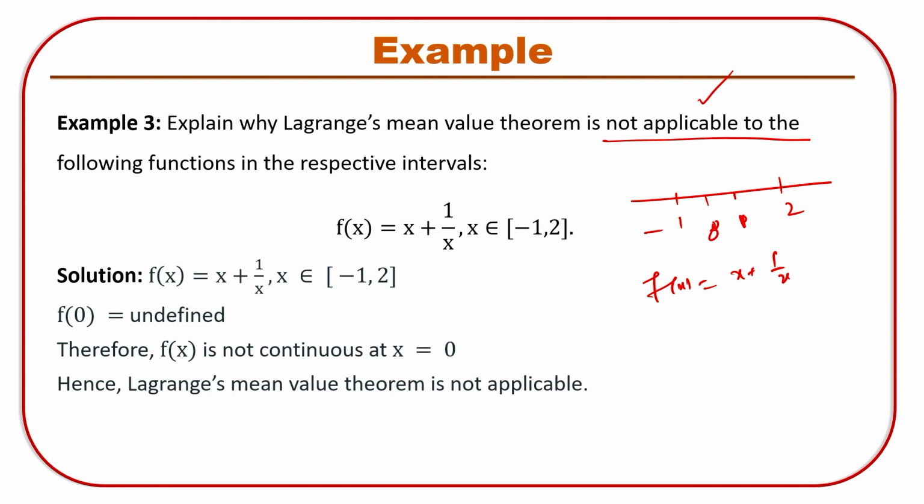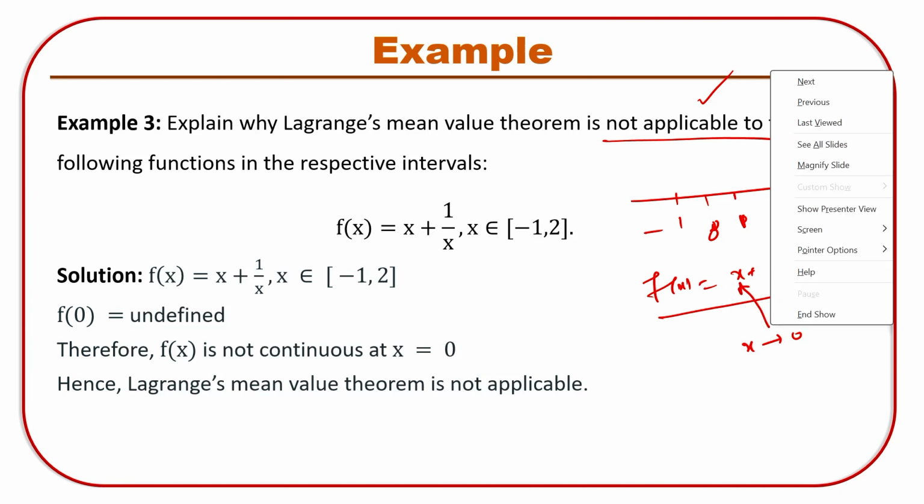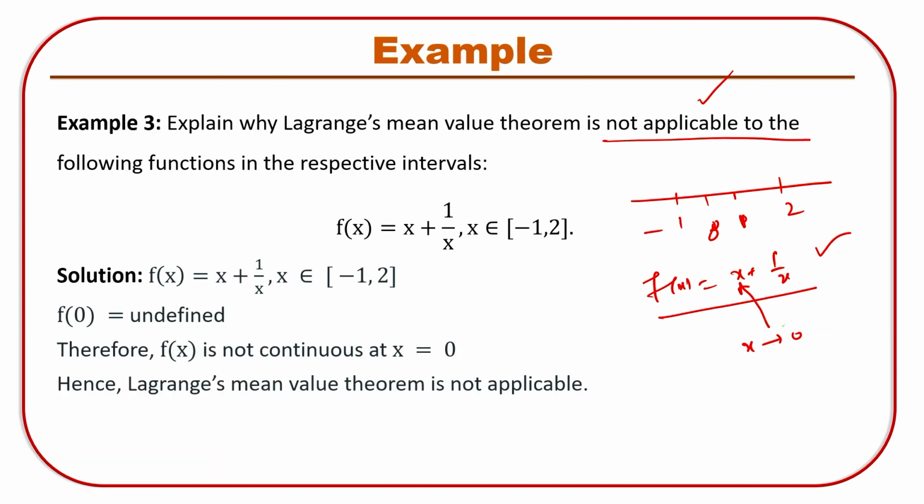So that means I have to prove that this function is continuous in the interval -1 to 2. So look at x equal to 0. As x tends to 0, this will become 0, this becomes 0. But what about this one? This one is going to blow up, which is not continuous at 0, right? This is not defined even at x equal to 0, and hence it is not a continuous function at x equal to 0. And that means the Lagrange mean value theorem is not applicable at this point, right?